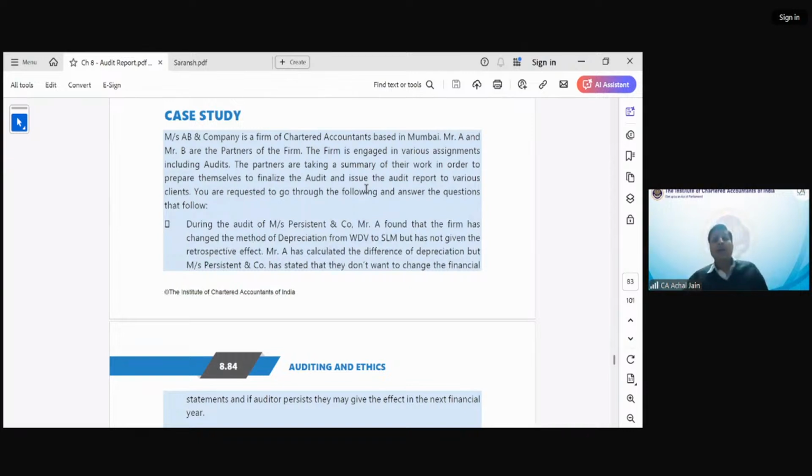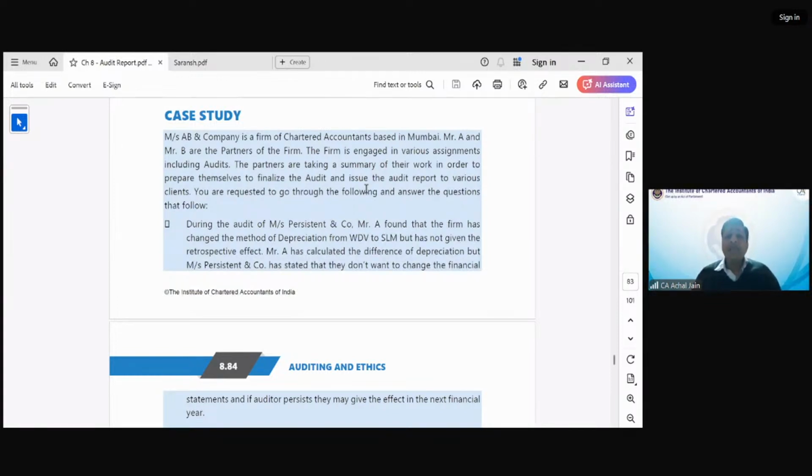During the audit of Messrs. Persistent and Company, so there's a company Persistent. Mr. A found that the firm has changed the method of depreciation. So it's a firm, okay, but we are not talking about a firm of chartered accountants. We are talking about a firm, Persistent and Company. It changed its method of depreciation from WDV to SLM, but has not given the retrospective effect.